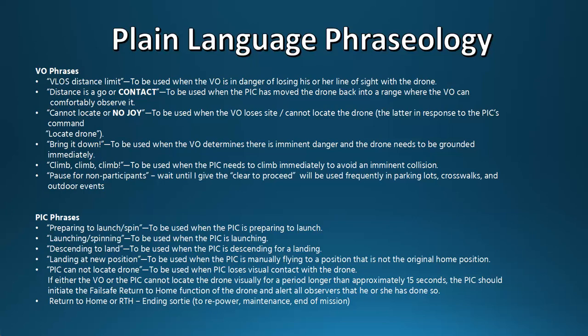PIC cannot locate drone is used when the PIC loses visual contact with the drone. PIC may also say PIC no joy, can you assist? If either the VO or the PIC cannot locate the drone visually for a period longer than approximately 15 seconds, under the FARs, the PIC should initiate the fail-safe return to home function on the drone controller and alert all observers that he or she has done so. If the drone is reacquired, they can pause that and return it to flight.